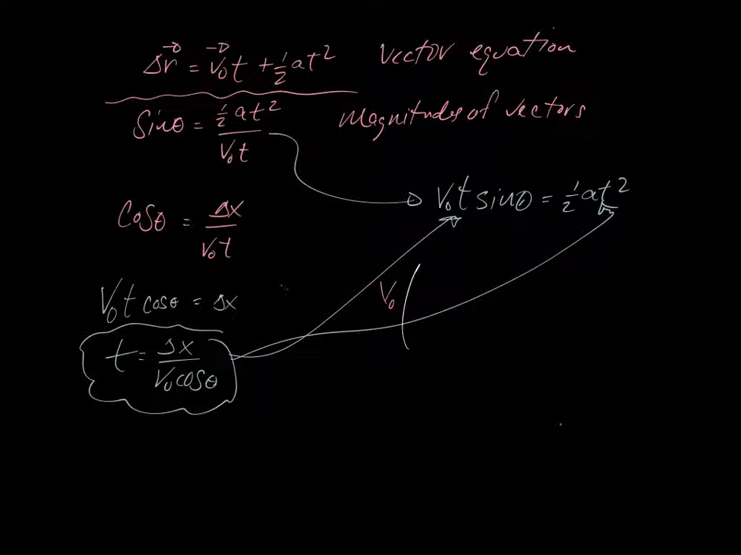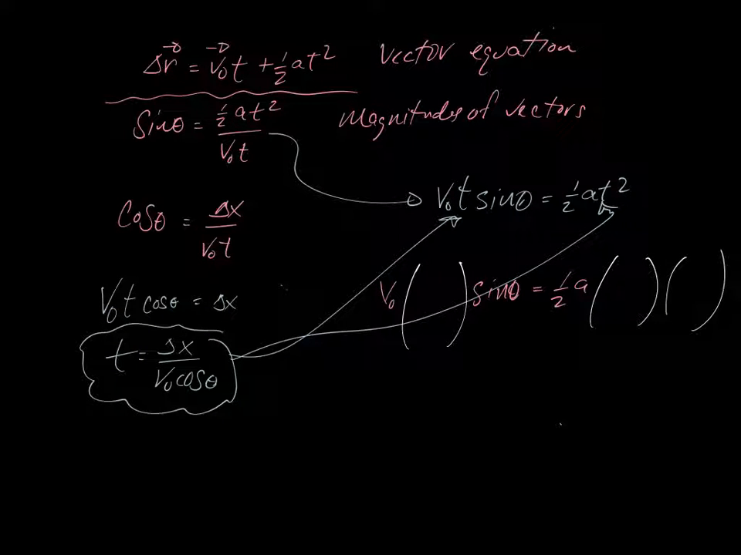So I got v naught, and then I'll put t there, and then sine theta, I'll just rewrite that, equals 1/2 a, and then I'll write t twice, right? So I'll put delta x over v naught cosine theta, and here I'll put delta x over v naught cosine theta, delta x over v naught cosine theta. Okay? And after the dust settles, I cancel things out. I multiply both sides by v naught cosine theta, and these two are gone.